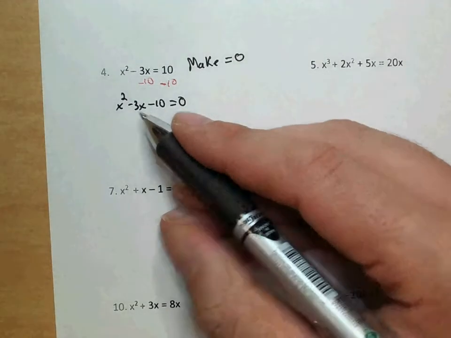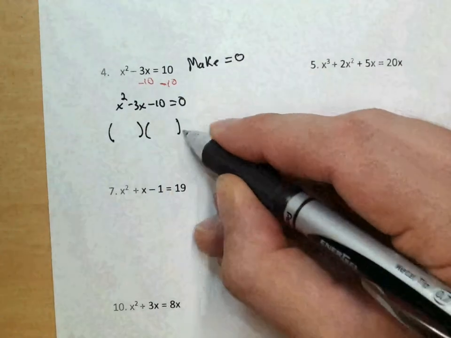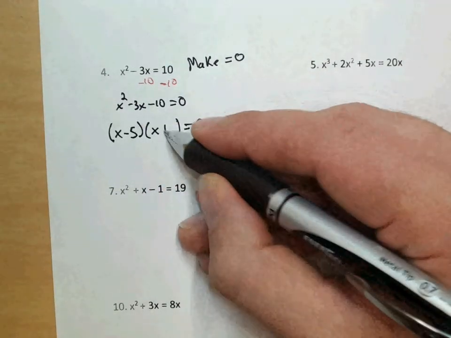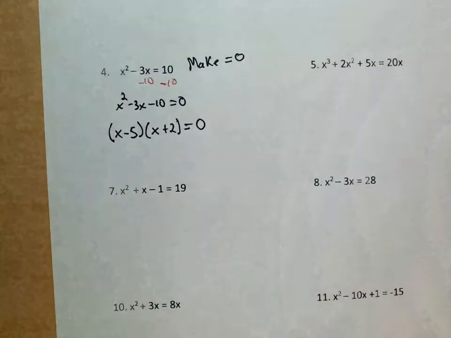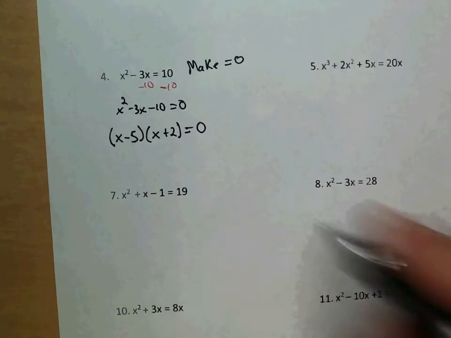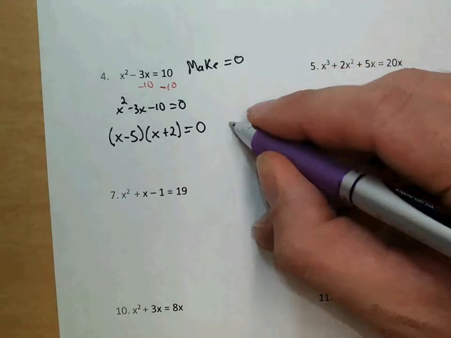So now that we have it equal to 0, this looks a lot like the ones on the front. We can factor this. This is x minus 5 times x plus 2. Negative 5 times 2 is negative 10. Negative 5 plus 2 is negative 3. These multiply to give you the original trinomial. The reason we factor it is because now we can get x by itself.